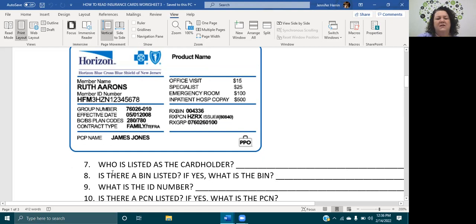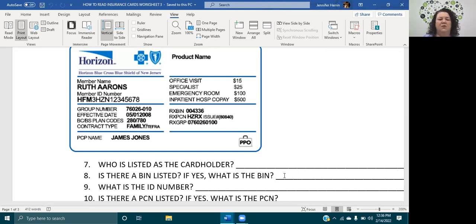Number 6, is there a bin number listed? And if yes, what is the bin number? Well, if you look in the bottom right-hand corner, there's a lot of RX, this, that, and the other. And the very first of those items listed is the RX BIN number. So that is what you would enter in number 8 for your bin number.